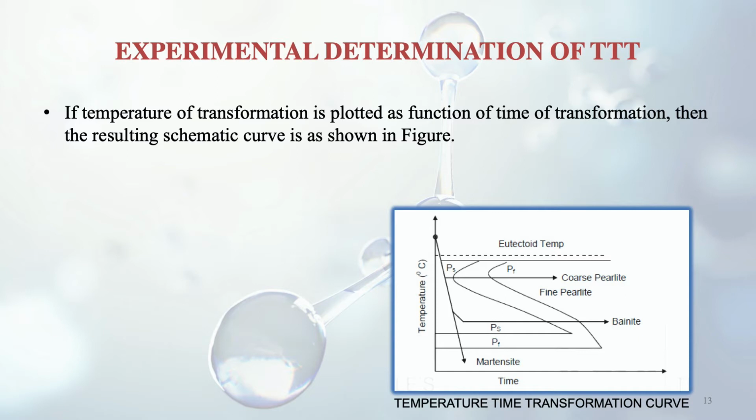There will be a neck in the graph, and in the beginning the time transformation diagram will start at a later time, and towards the end also it will start at a later time, but in the middle it starts earlier. That's why the neck comes in. So now we see that coarse pearlite is formed in the beginning, and finally when we move down in the graph, then we can see fine pearlite is coming in, and further bainite is also there.